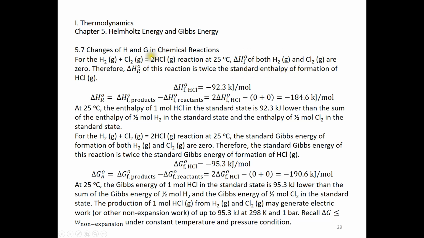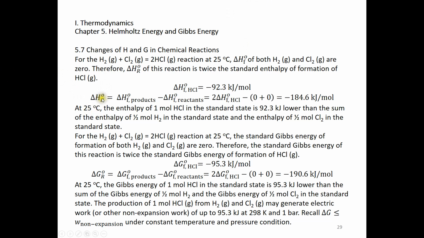Why twice? You see this 2 here. And then we know the standard enthalpy of formation of HCl is negative 92.3 kilojoule per mole. You can look up this value from chapter 00, the appendices. You can find the value from the NIST website, National Institute of Standards and Technology. And we'll just have this equation.